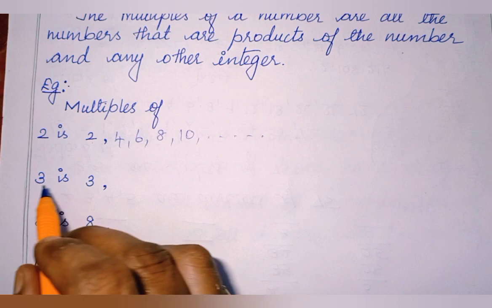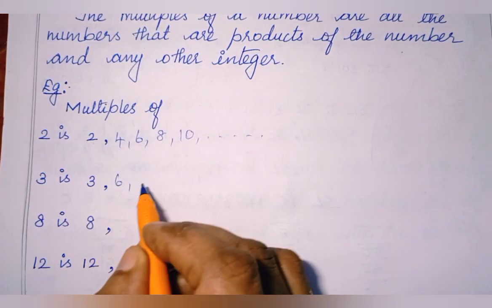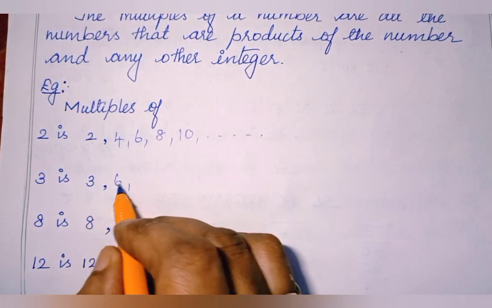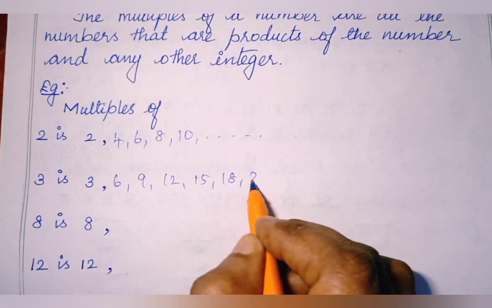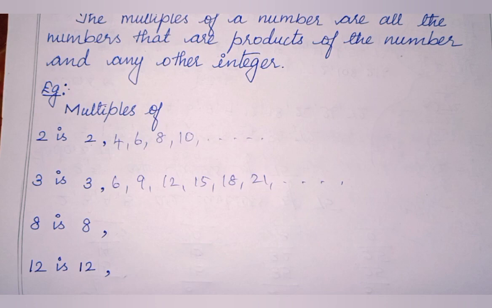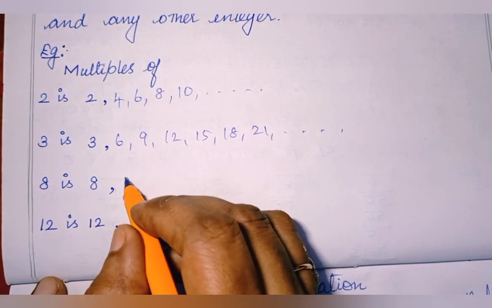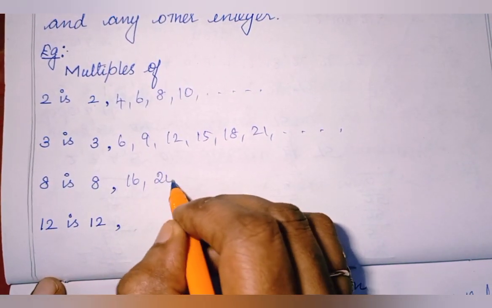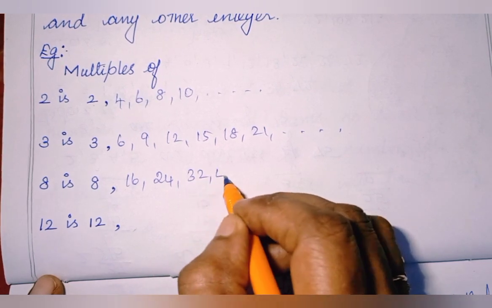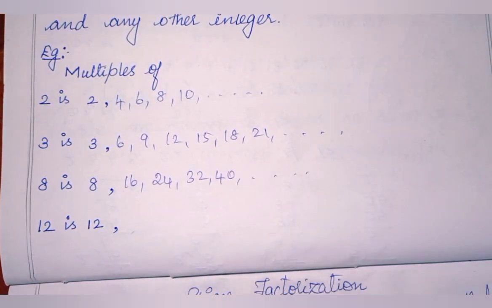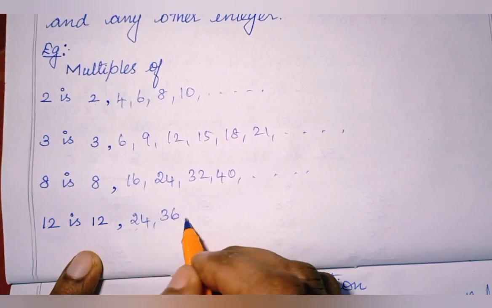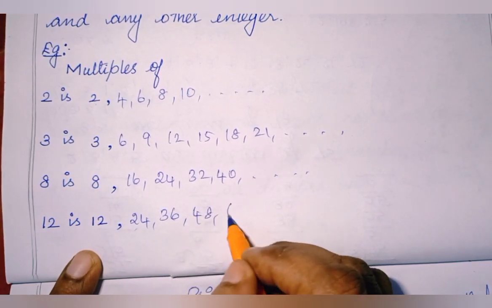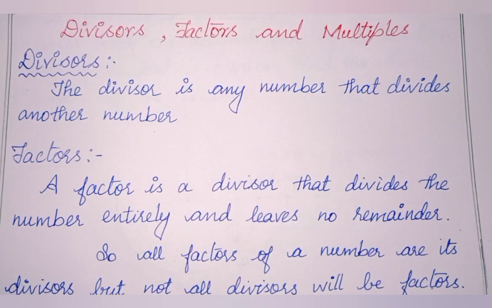Similarly, if you want to find the multiples of 3, write the answers of the multiplication table of 3: 3, 6, 9, 12, 15, 18, 21, etc. are the multiples of 3. For 8 also, 8 1s are 8, 8 2s are 16, 8 3s are 24, 8 4s are 32, 8 5s are 40 and so on. Similarly for 12, 12 1s are 12, 12 2s are 24, 12 3s are 36, 12 4s are 48, 12 5s are 60 and so on.